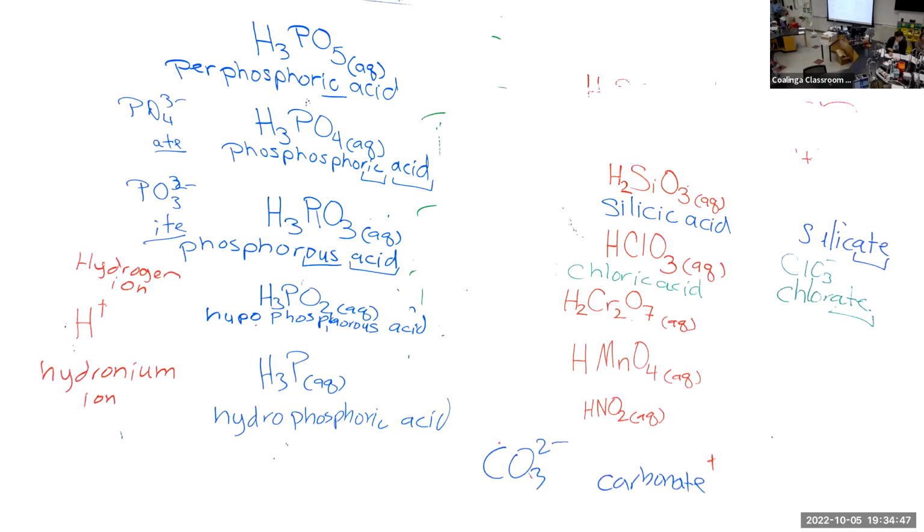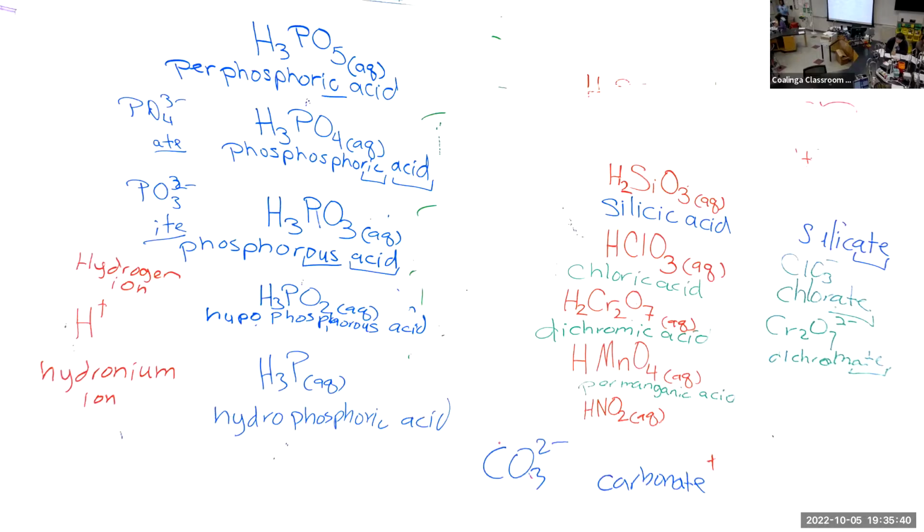The next one, dichromic acid. Because we know that the root is called chromate. Dichromate. What's that? Permanganate. You said permanganate. Yes. Get into the ATE, so it's just IC acid. Yeah, you got it.